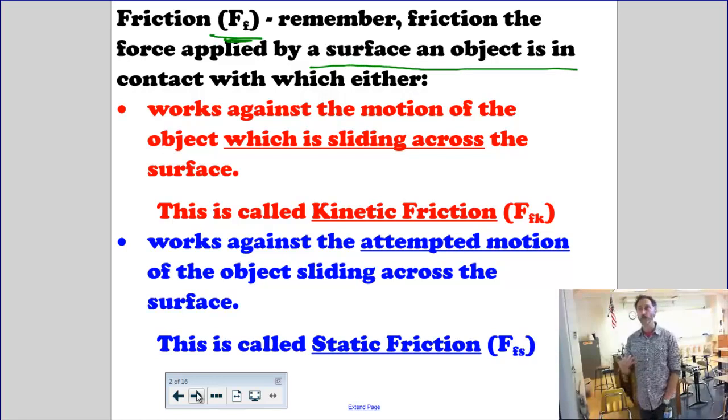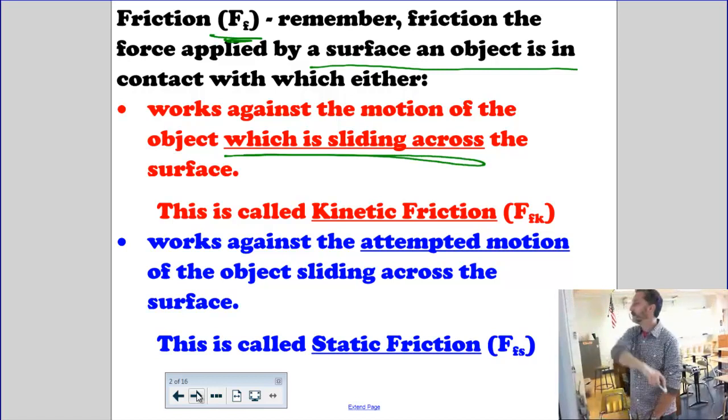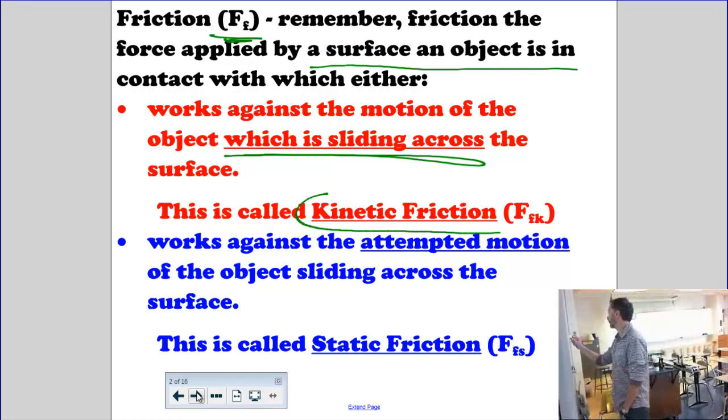And that force is going to do one of two things. Up until this point, we've been talking about friction in very generic terms, so now we need to start learning about the two different types. If the object is already sliding, if it's already scooting across the floor, friction doesn't want the object to move anymore. Once the object is already sliding, the friction that works against the motion is called kinetic friction.